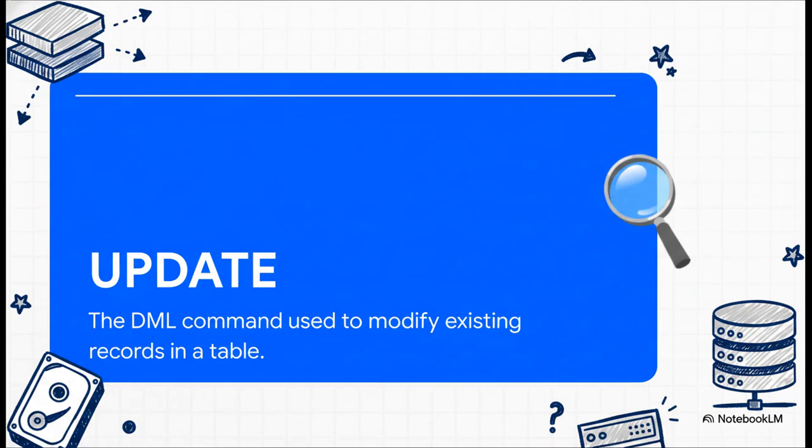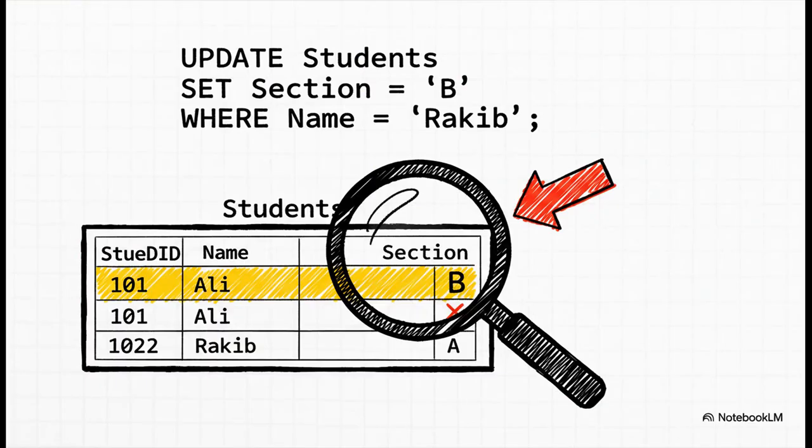But, data is rarely static. It changes all the time. People move, details get corrected. For that, SQL gives us the update command, which lets us modify records that are already there. Now this is where SQL gets really precise. We tell it to update the students table. Then we set the section column to B.